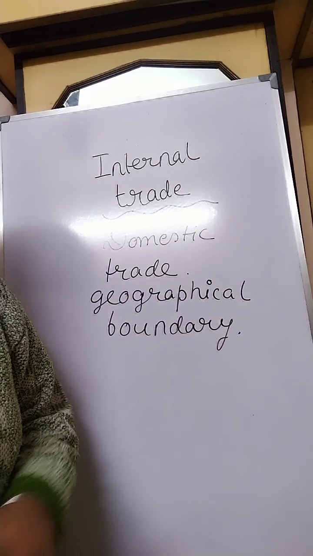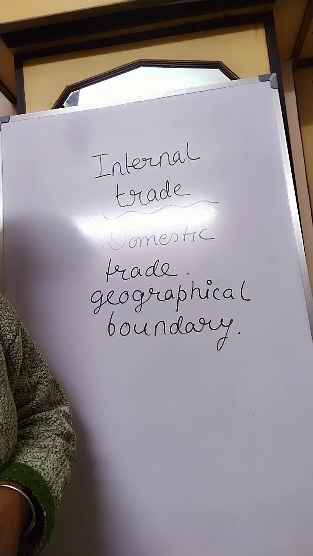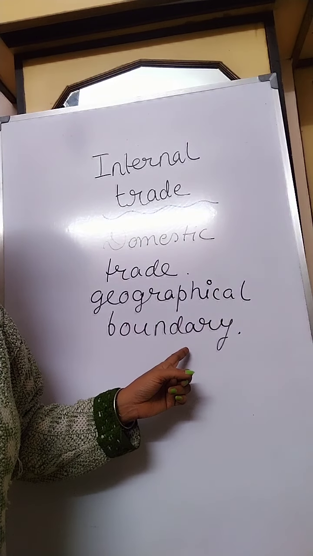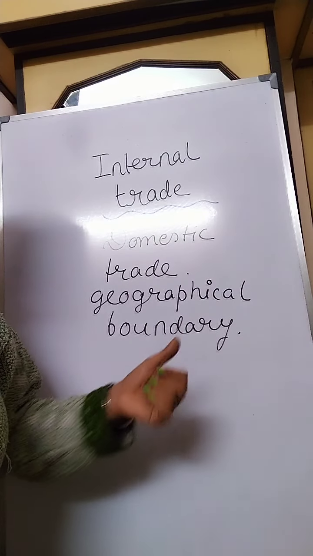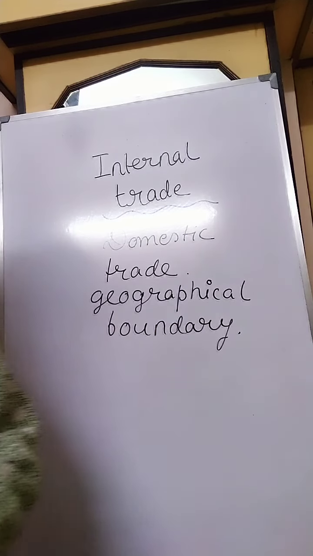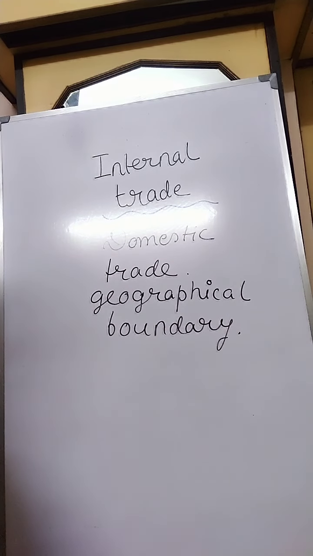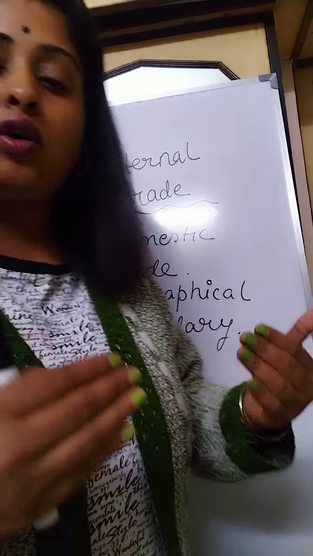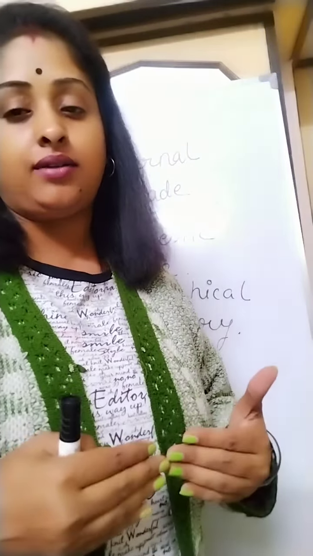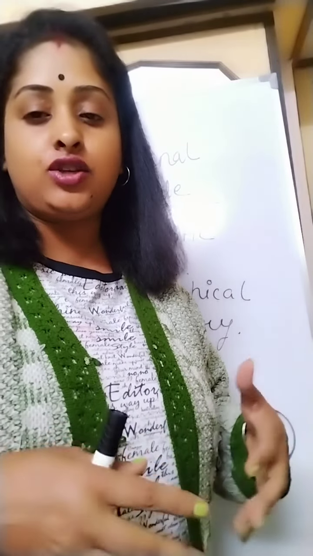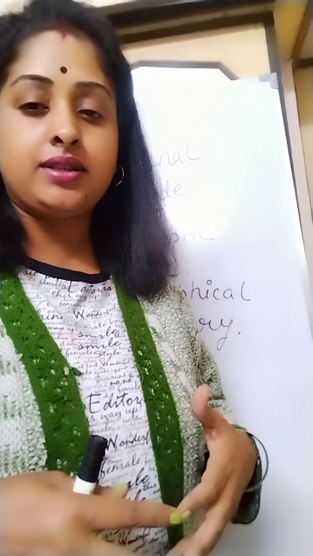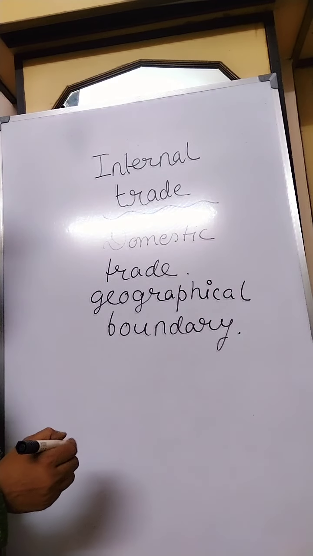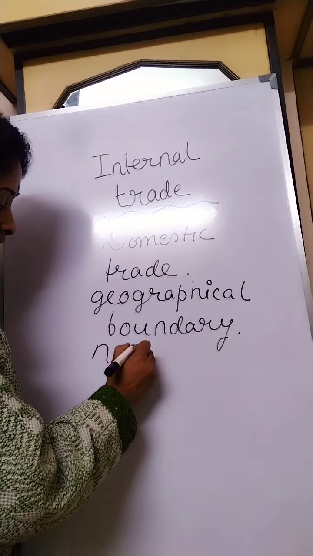Internal trade consists of some salient features. Number one is movement of goods takes place within the boundary of a country. This is the first feature, that trade takes place within the geographical boundary of a country. Second, all the payments and all the receipts, that means all the exchange, take place in one currency, and that is the home currency. So the currency involved is the national currency.